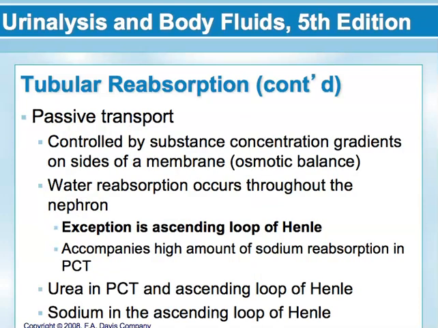With passive transport, movement of molecules across a membrane occurs as a result of differences in their concentration or electric potential on opposite sides of the membrane. So passive reabsorption of water takes place in all parts of the nephron except for the ascending loop of Henle because the walls are impermeable to water. Urea is passively reabsorbed in the proximal convoluted tubule and the ascending loop of Henle, and passive reabsorption of sodium accompanies the active transport of chloride in the ascending loop.